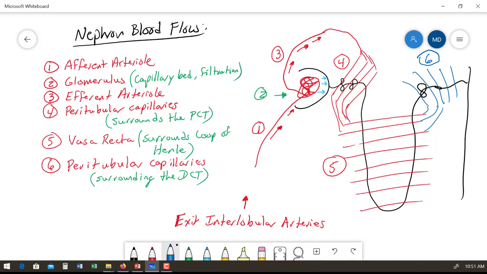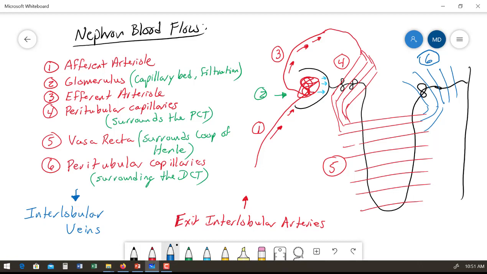Then the blood finally flows out, and so let's give it its exit here. It will exit into the interlobular veins. And so, basically that would be a number 7 someplace over here off the side of our picture, but I'm not going to draw it because technically the interlobular veins are not on the nephron. So there you go, there's the blood flow around the nephron.